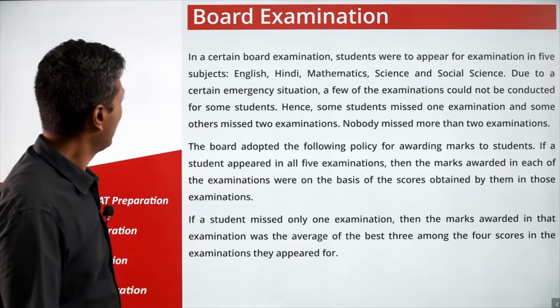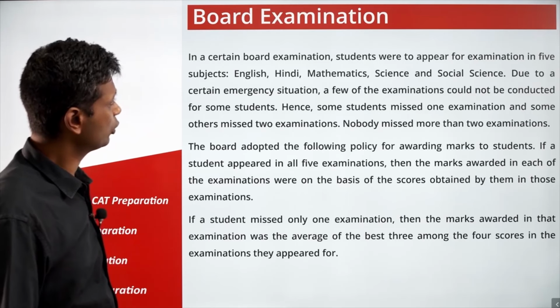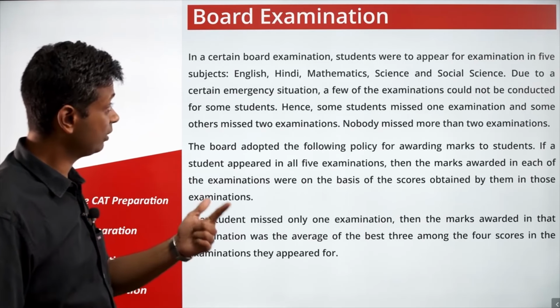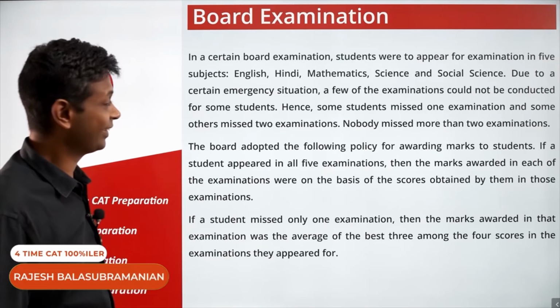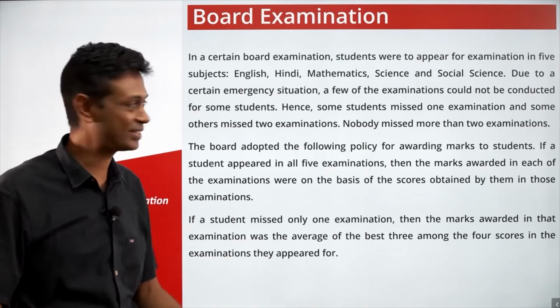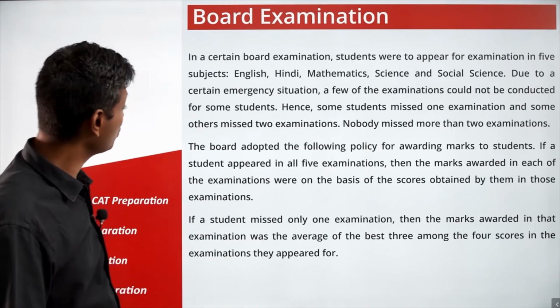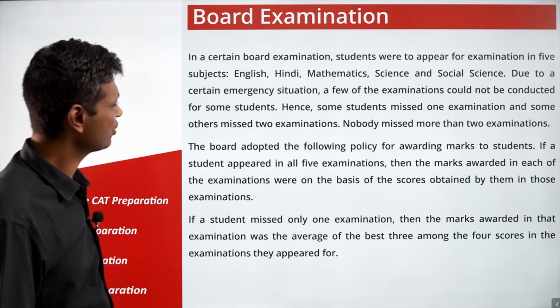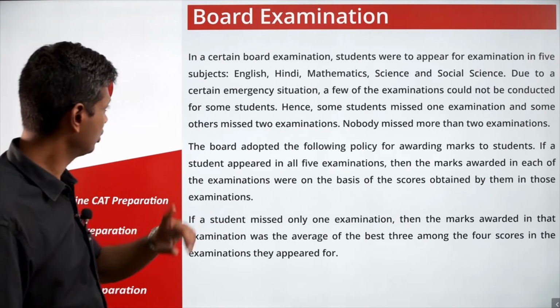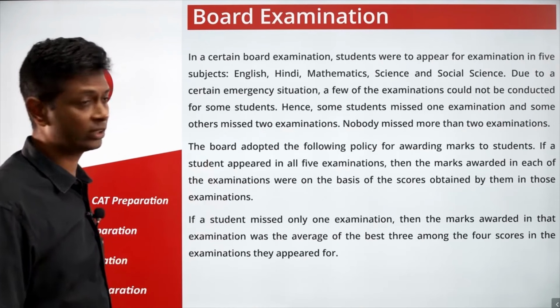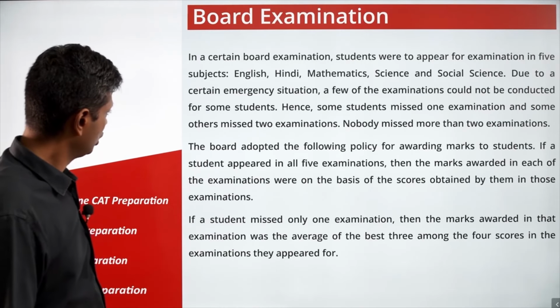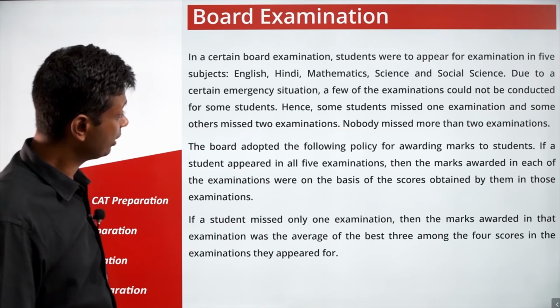Board examination. In a certain board examination, students may appear for examination in 5 subjects: English, Hindi, Math, Science, and Social Science. Due to a certain emergency situation, we've all seen this, we're all used to this. A few of the examinations could not be conducted for some students. Hence, some students missed 1 exam and some others missed 2 examinations. Nobody missed more than 2 examinations, luckily. The board adopted the following policy for awarding marks to students.